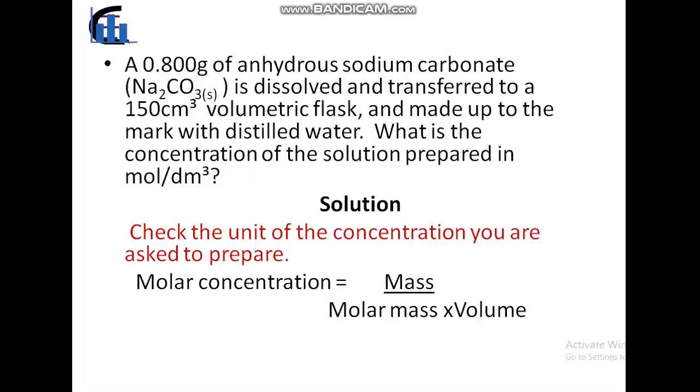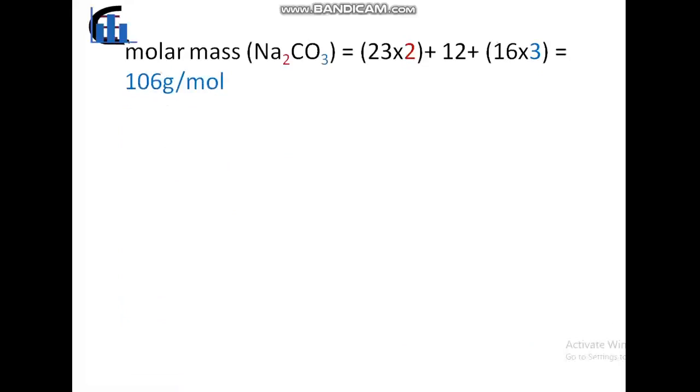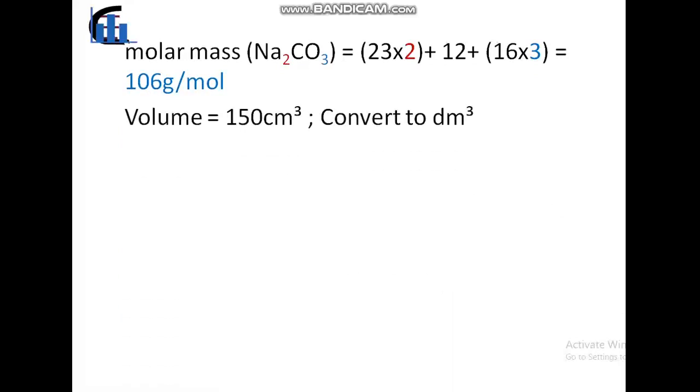So we write out the formula that we can use to solve this problem. And again, we're going to use equation 2, which says molar concentration is equal to mass over molar mass times volume. So we write out the values for each quantity in the formula. Again, we start with molar mass. Our molar mass of the compound is 106 gram per mole. Remember to show the solving.